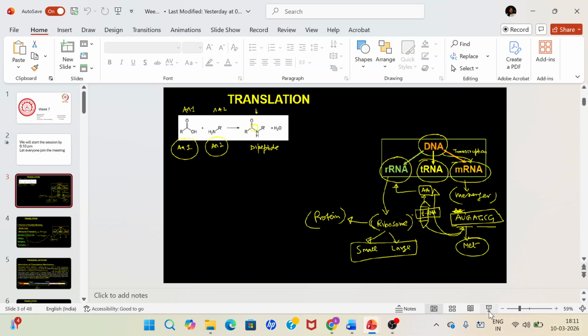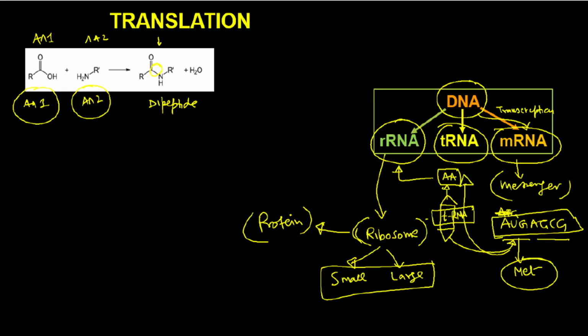Translation, as I have already told you, is basically the last step in the central dogma of biology. Translate means what? Decoding anything, translating it into a meaningful thing. So this is what we are doing here also. We are translating the mRNA into a protein. It is providing the information in a simpler, understandable, usable form, and that is protein, which will further perform its function as required by the cell or wherever it is required.